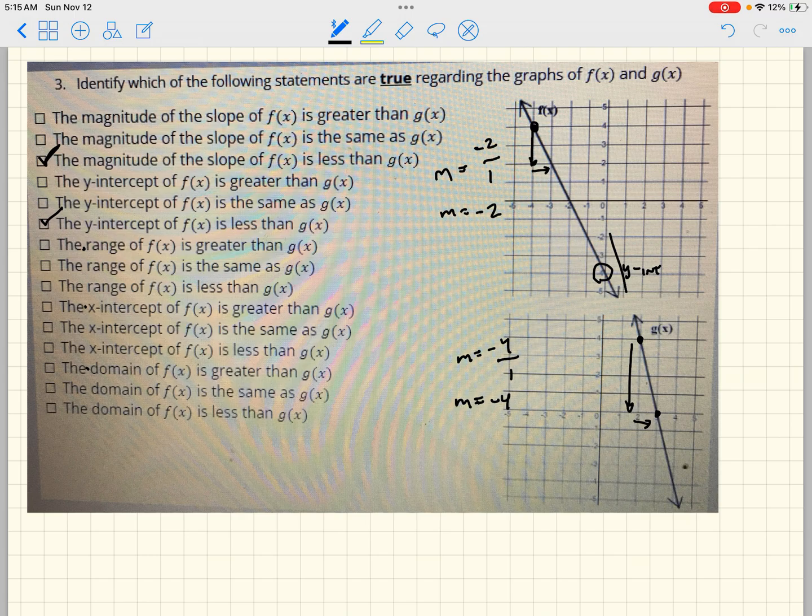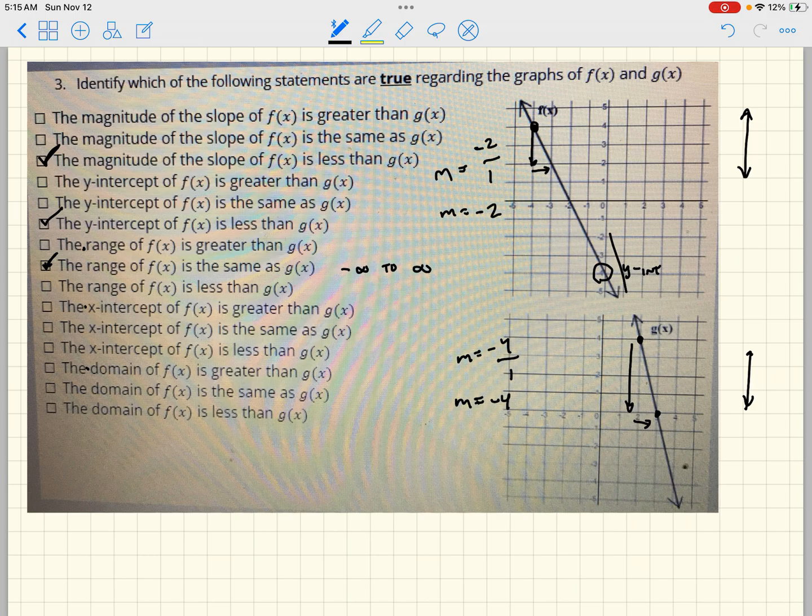Now, the range values are your y values. If you look, these lines go on forever. So my range is going up forever and down forever. In this one, my range is also going up forever and down forever. So both of these actually have the same range because they're both from -infinity to +infinity. They go forever up and forever down.